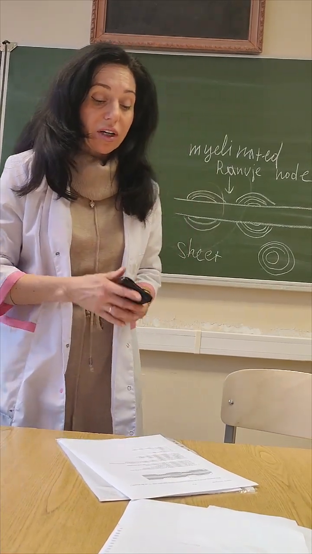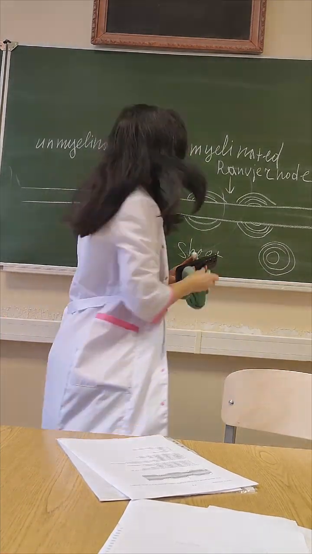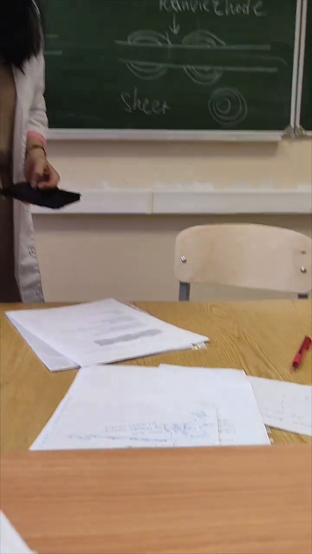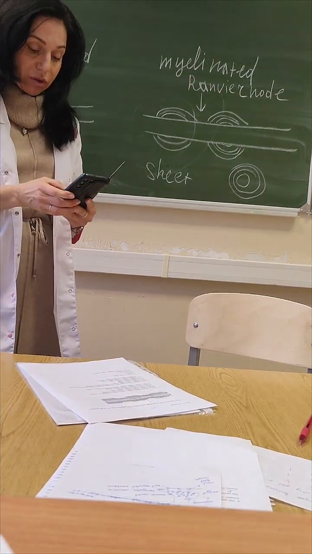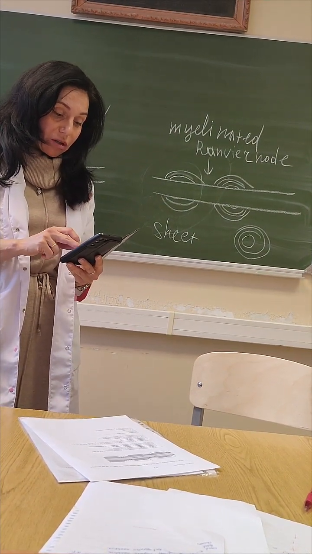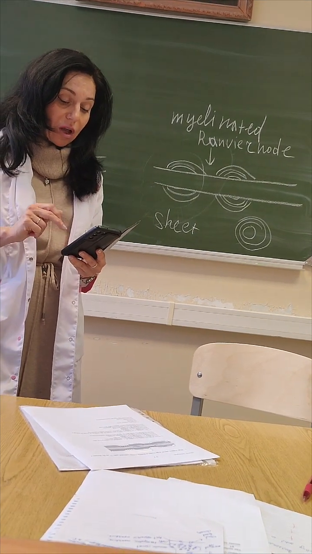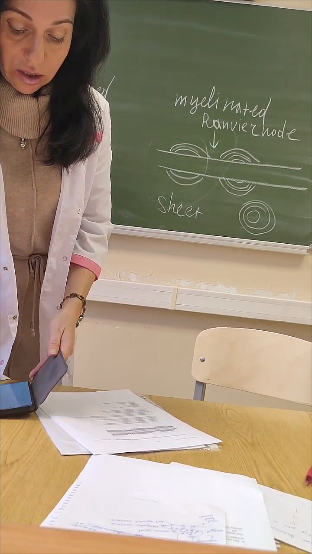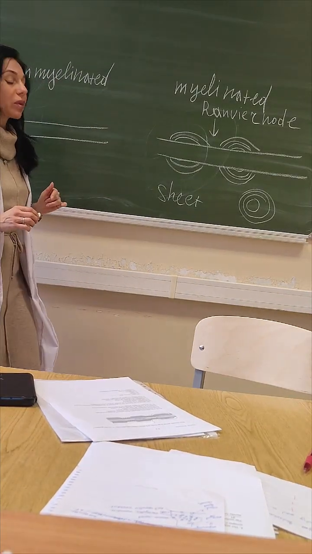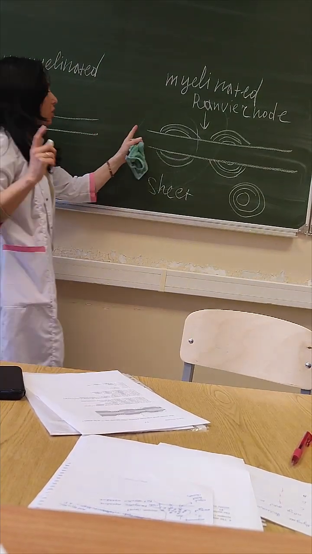We say node of Ranvier. Correct. Mine were all multiple choice. With A or B, without, not important. I don't remember.